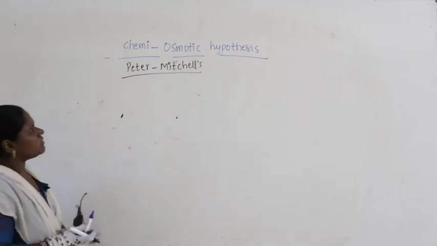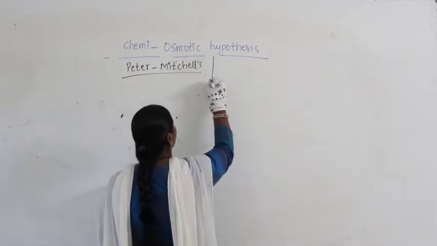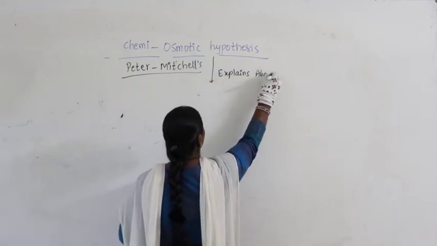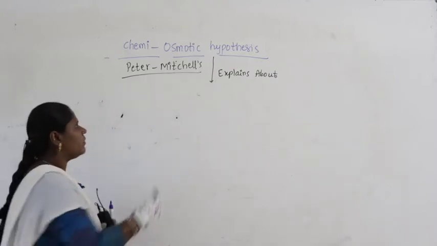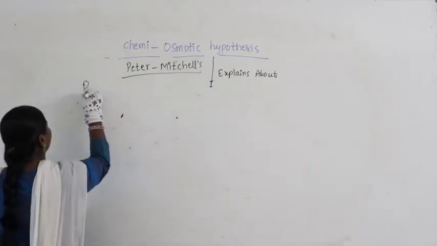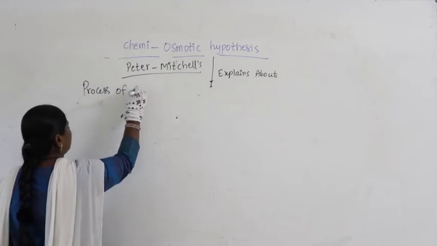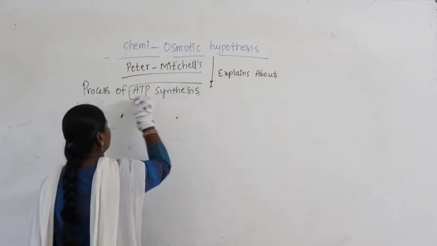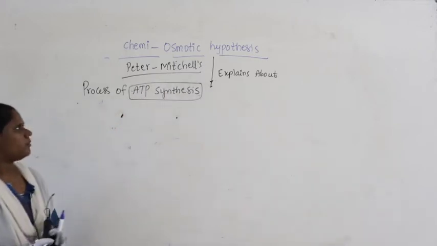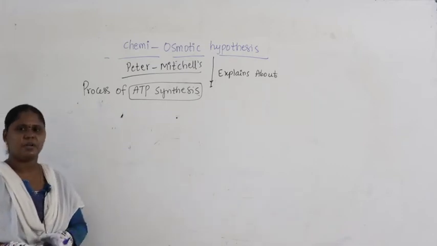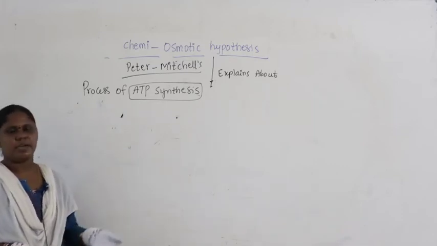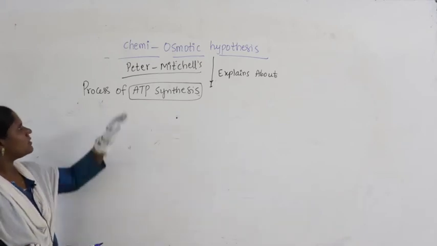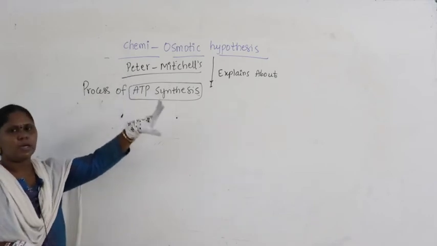So when you take the Chemiosmotic Hypothesis, this is a hypothesis which explains about which phenomena? It explains about the process of ATP synthesis. That means this is a hypothesis and theory that has been given by Peter Michel. Of course, it was studied and later established by Daniel Arnold, as we discussed for the last class. This is called Peter Michel's Chemiosmotic Hypothesis.